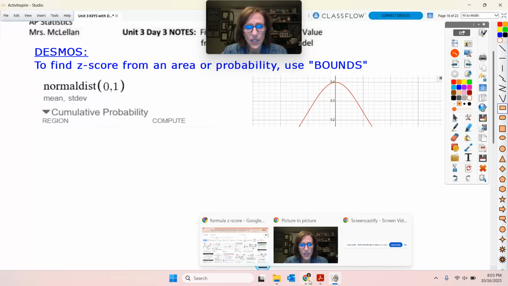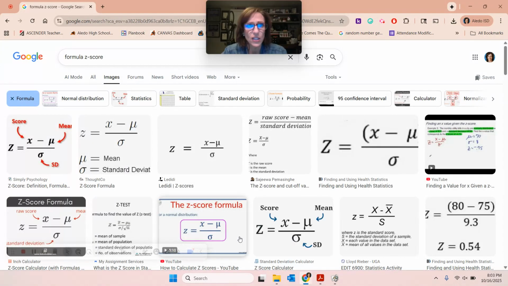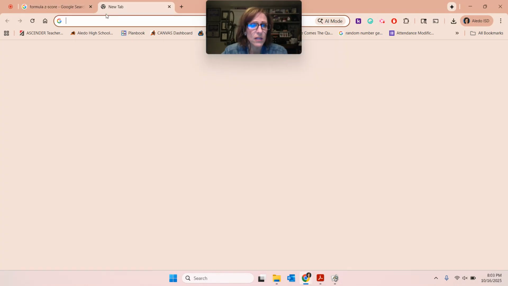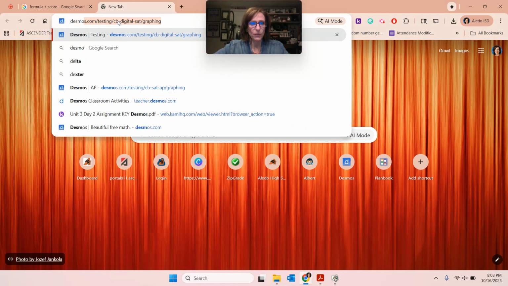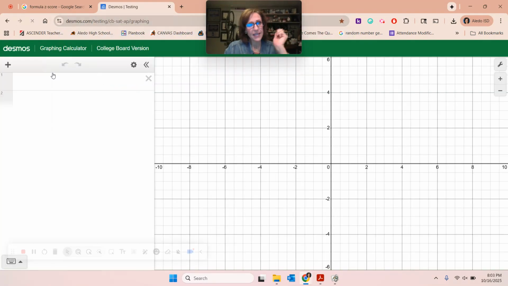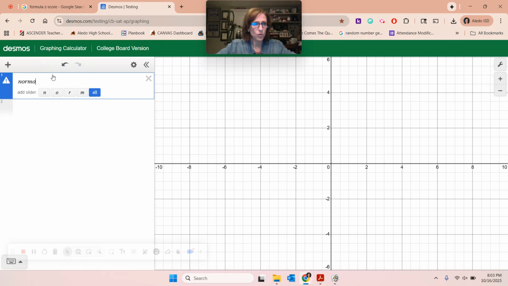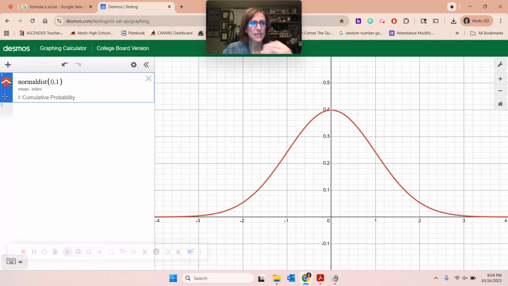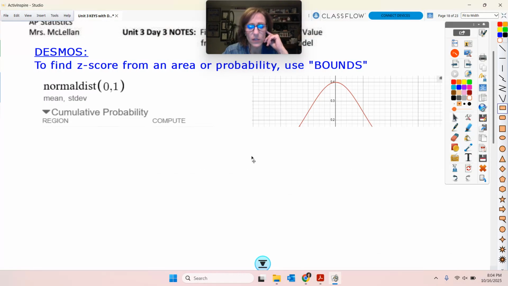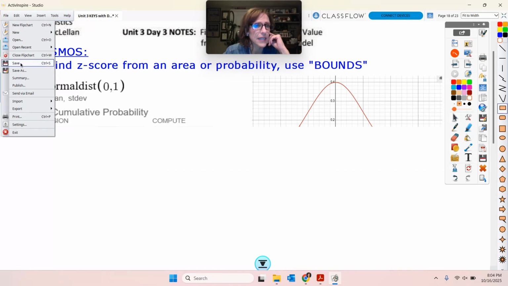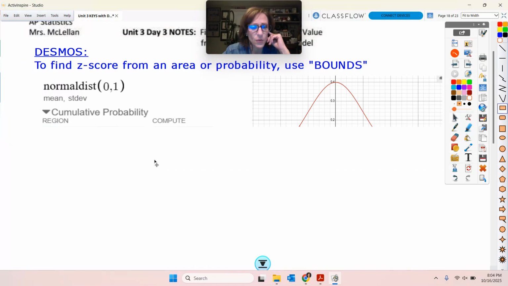Okay, well then let's go here to take a look at this DESMOS. Okay, so here we go, DESMOS. I'm going to put in that normal dist with 0, 1. I want to zoom fit so I can see what that looks like. Okay, so there we go. So we've got that. That is still not allowing me to do anything. It's still frozen up.